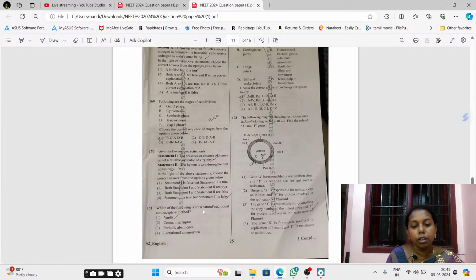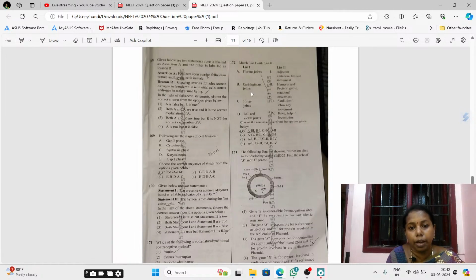Which of the following is not a natural traditional contraceptive method? 171 is option 1. Option 1 alone is not a contraceptive method of traditional one. Other three are traditional: coitus interruptus, periodic abstinence, lactational amenorrhea. So option A is the correct answer.